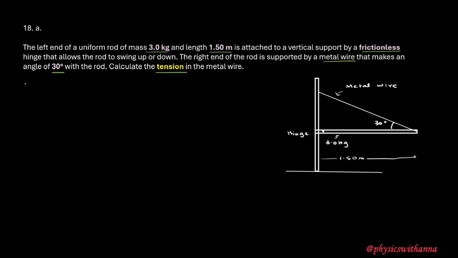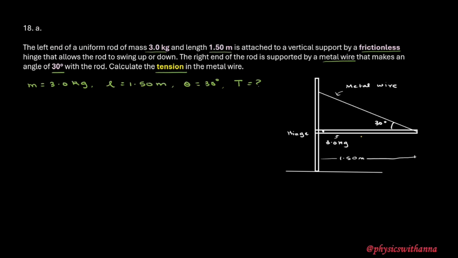So here you have a rod which has a mass m of 3 kg and the length of the rod is 1.50 meter. It is supported by a metal wire which makes an angle theta equals 30 degrees with the rod, and we need to calculate the tension in the wire. Now let us first understand all the forces acting over here.